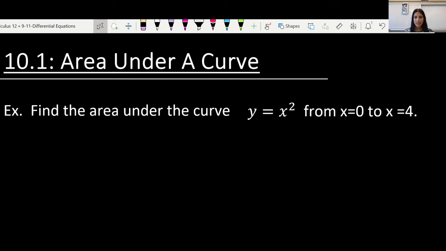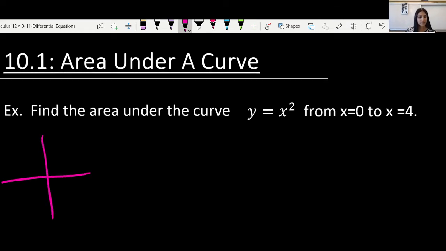And let's dive right into our first example. It says find the area under the curve y equals x squared from x equals 0 to x equals 4. This is sort of revisiting old concepts, but looking at it from a new perspective as usual. I've purposely chosen y equals x squared because I know that you're quite familiar with parabolas.